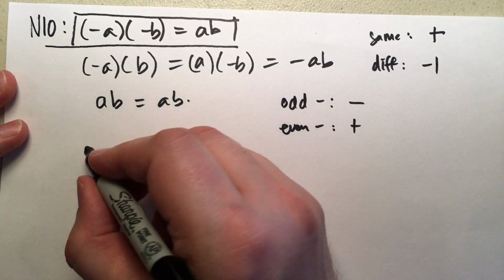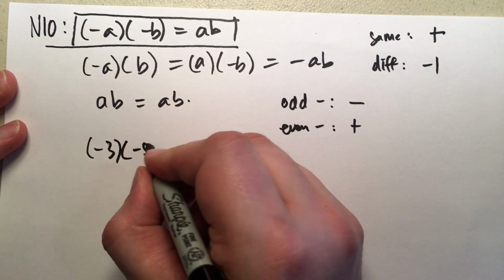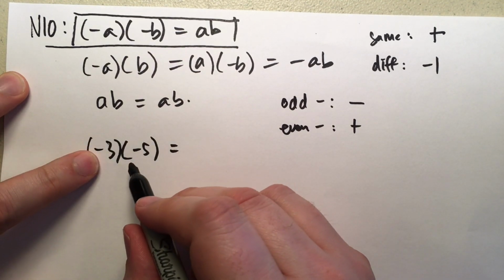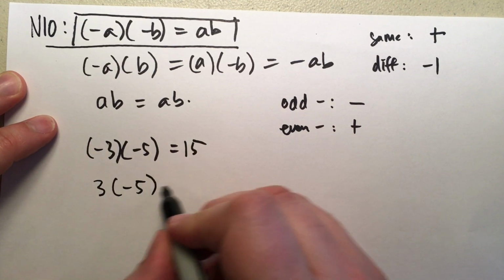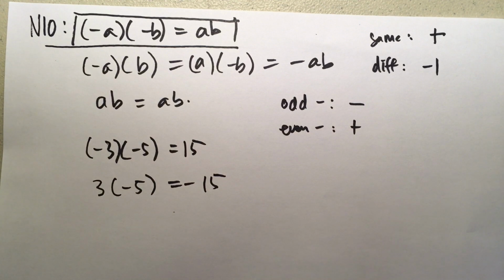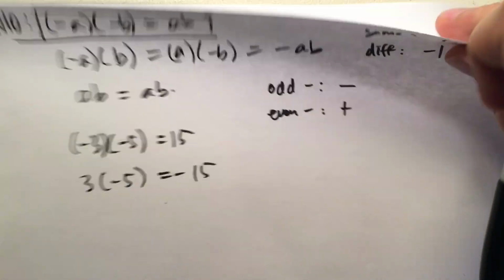So a couple of examples. Minus 3 times minus 5. What does that equal? Well, we have 2 minus signs. That's an even number, so it's 15. What about 3 times minus 5? That would be minus 15. Negative 15. Pretty simple. All right, let's move on to something far more interesting, and I'm almost out of paper.